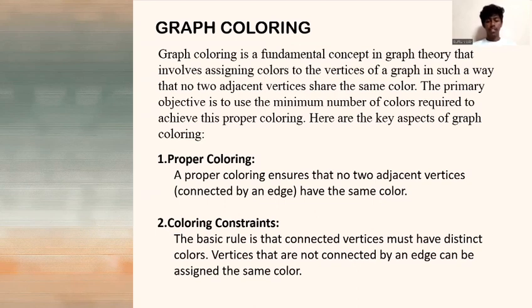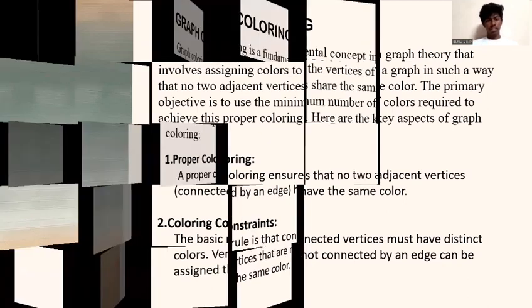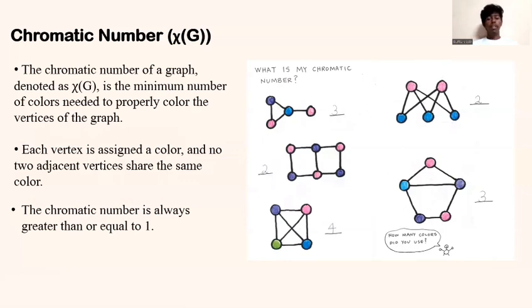And the second one is coloring constraints. The vertices which are adjacent should be colored with distinct colors. So next one is chromatic number. Chromatic number is represented by the chi symbol. Chromatic number of a graph is denoted by chi of G. It is the minimum number of colors needed to properly color the vertices of the graph. Each vertex is assigned a color. No two adjacent vertices share the same color.